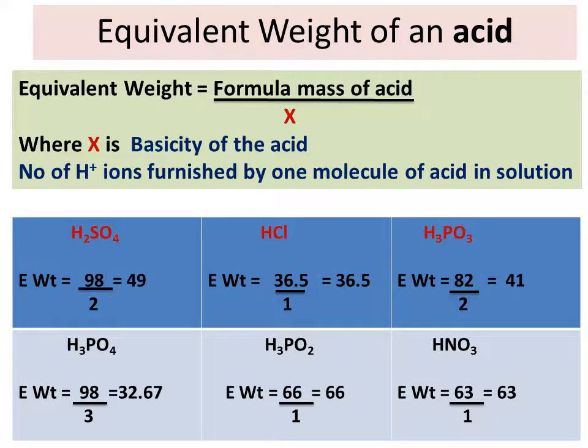So let us take up H2SO4. Here H2SO4 has 2 hydrogens that it furnishes in solution, 2 replaceable hydrogens. It provides 2 hydrogen ions. So the molecular weight of sulfuric acid is 98, and because it gives 2 hydrogen ions, 98 divided by 2, the equivalent weight comes out to be 49. In case of HCl, its molecular weight is 36.5, and because it furnishes only one H plus ion, 36.5 divided by 1, so the equivalent weight of HCl is 36.5.